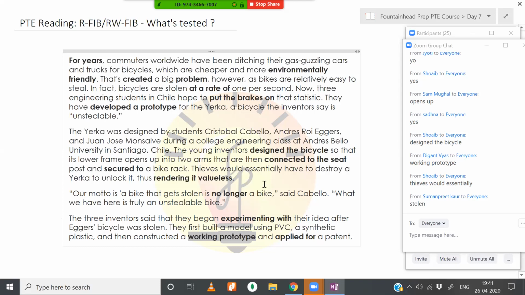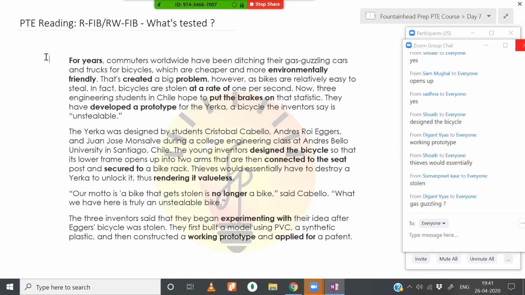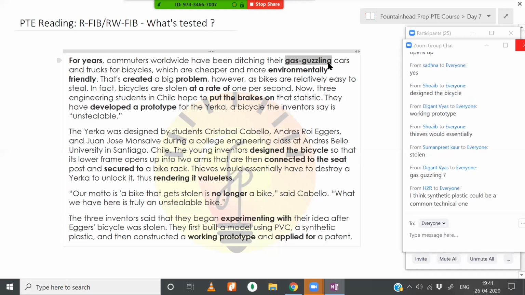Okay, so again, we might have missed some in between, but more or less this. So whenever you read an article, you will see collocations a lot. Just try to specifically scan for these collocations. When you do that for at least 3 or 4 articles, you will see a change. Gas guzzling also is something that you can treat as a collocation. Synthetic plastic could be a common technical one. Yes, synthetic plastic.